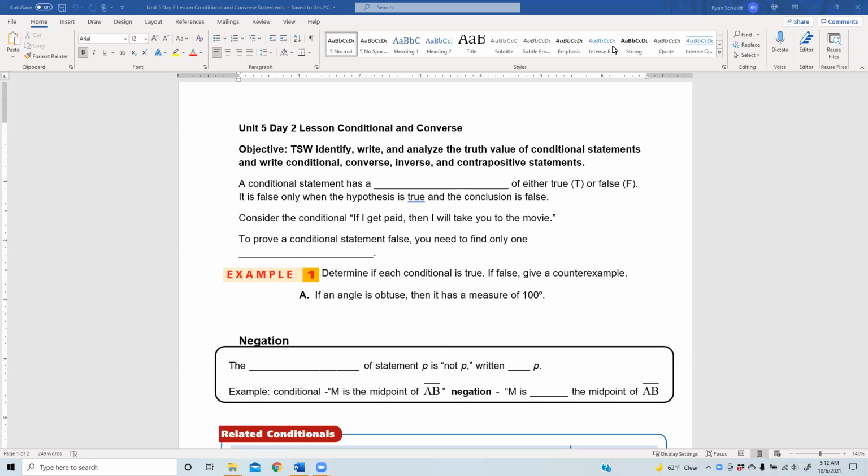Okay, so we're going to do Unit 5, Day 2 today over conditional statements, their converses, their inverses, and their contrapositives. And then we're going to turn around once we write those statements and see if the statement is true or false. Okay, so a conditional statement, speaking of true or false, has a truth value of either true or false.